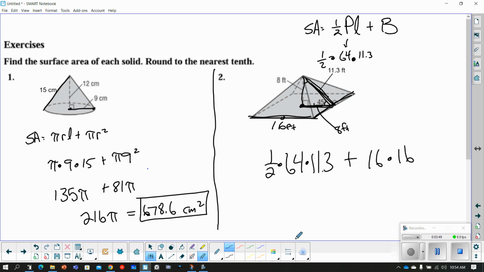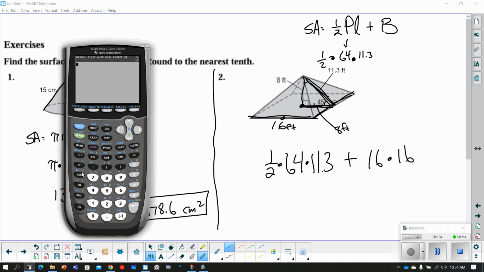All right, so let's work this out on our calculator. So I'm going to clear this out. And the way I'm going to do this, I want to do this part and then add this part to it. So you can put some parentheses in there to make sure your calculator does it right. So 0.5 times 64 times 11.3, close that parenthesis up, plus parenthesis, and then we'll do 16 times 16, close that parenthesis up, hit enter.